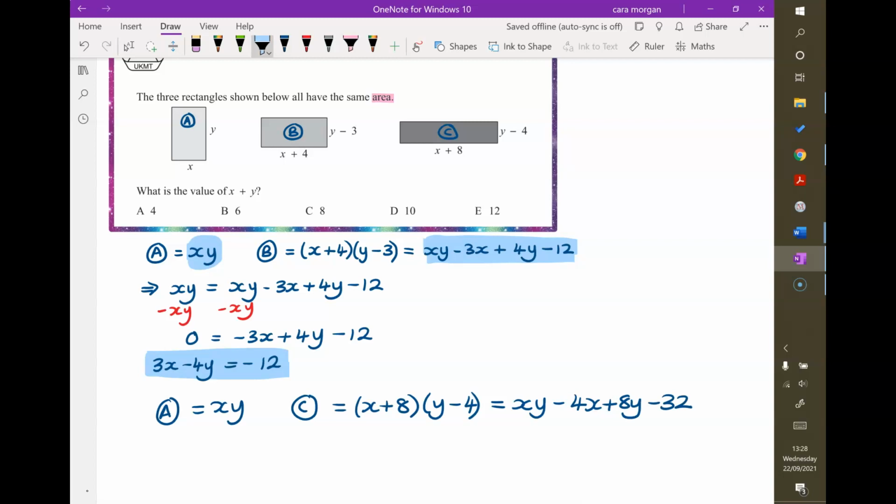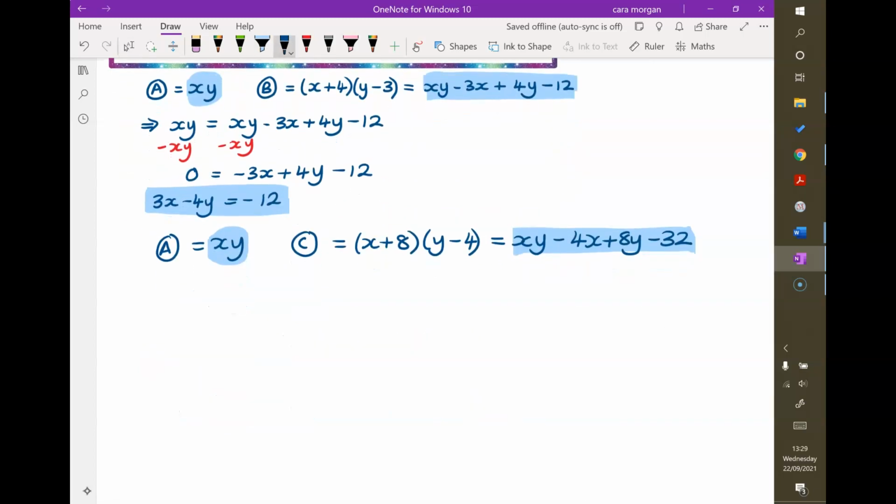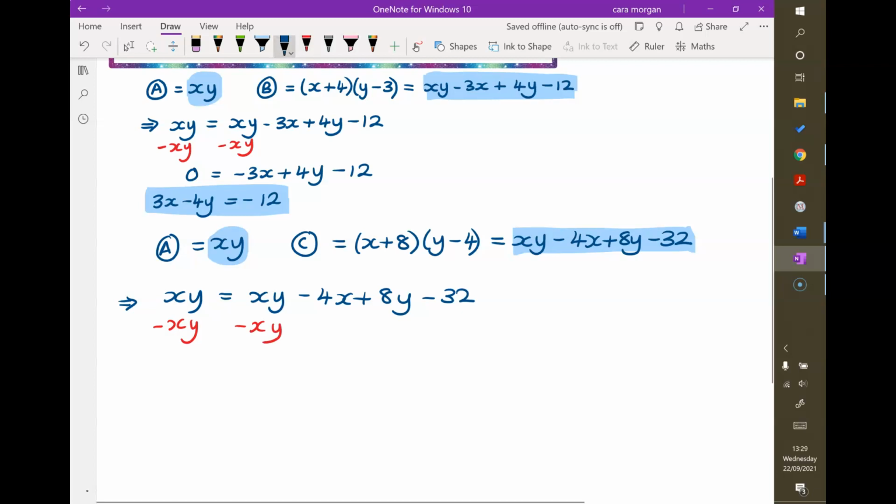Now, again, I've got area A, xy, which must be the same as the area of rectangle C. So I've now got another two expressions that I can make equal to each other. This implies that xy must be equal to xy, subtract 4x, add 8y, minus 32. I can do the same thing again, subtract xy from both sides, and I've got 0 is negative 4x add 8y subtract 32.